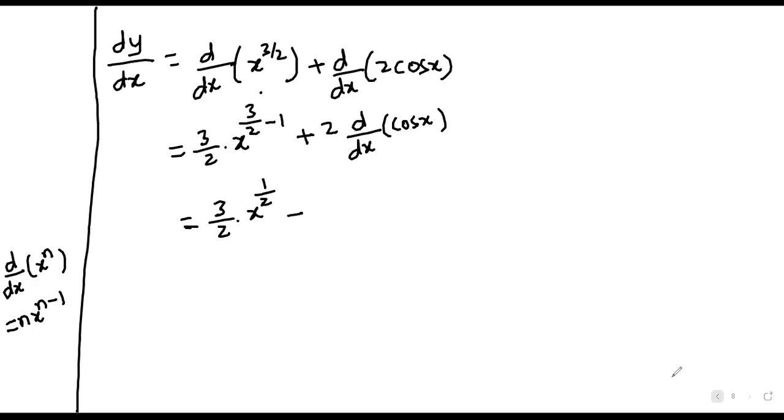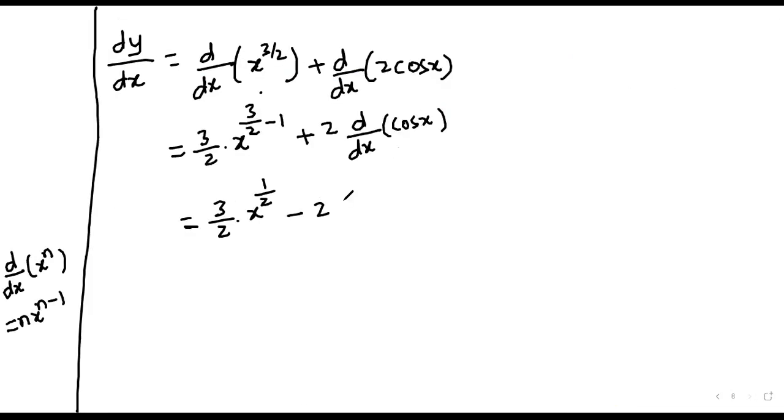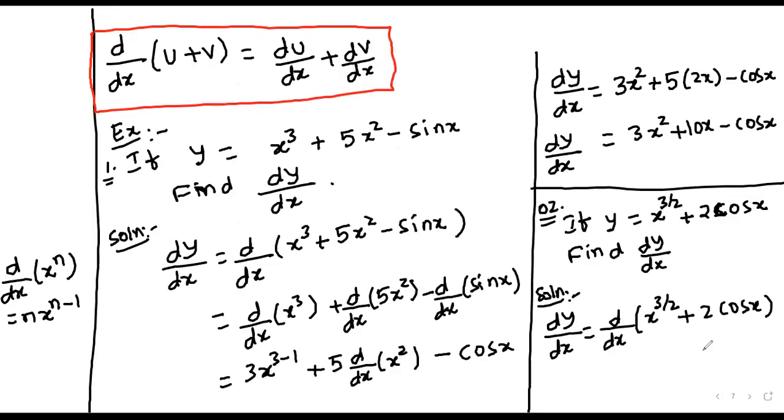See the formula. So here I'll write minus 2 times sin x. That is the formula. Fine. First example completed.